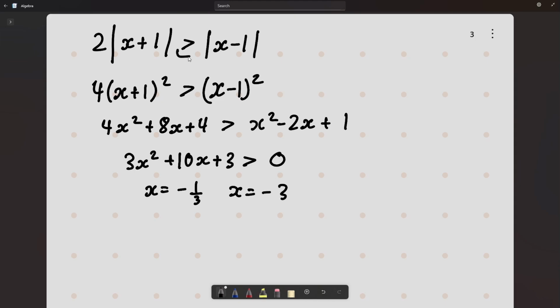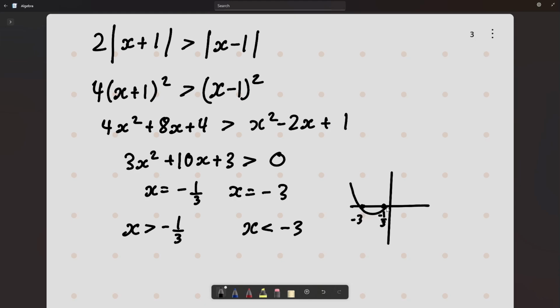Now, as you can see, it's greater than here. So what you're going to do next is just decide that x is going to be greater than negative 1 over 3 and less than negative 3. I'll just show you a graph here. Well, it's negative 1 over 3. So they just want you to recognize this region, and that's pretty much it.